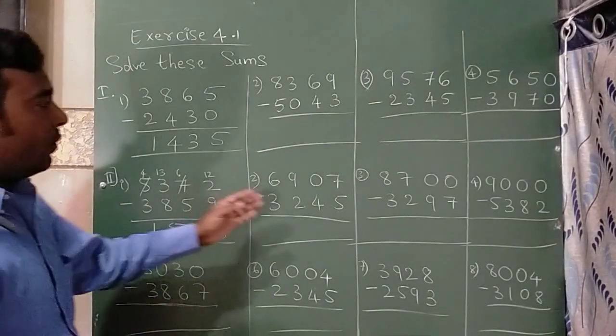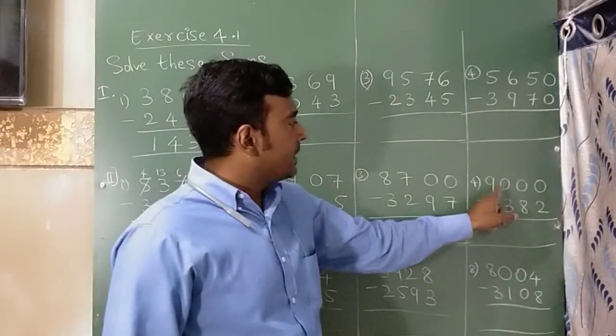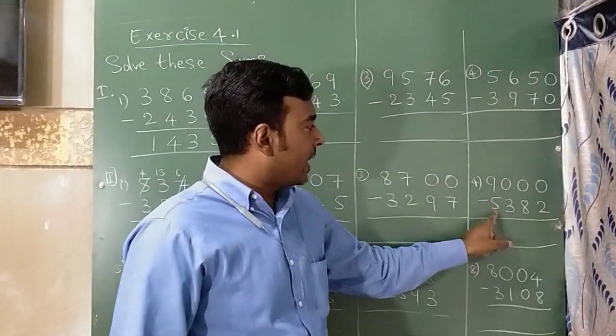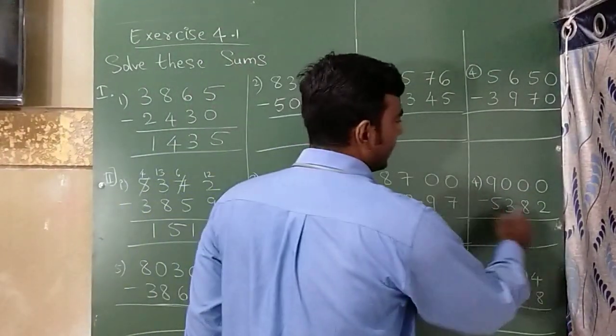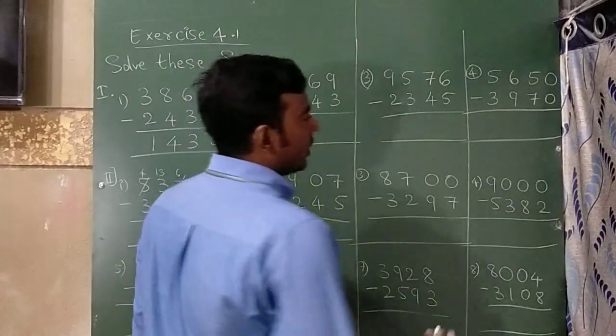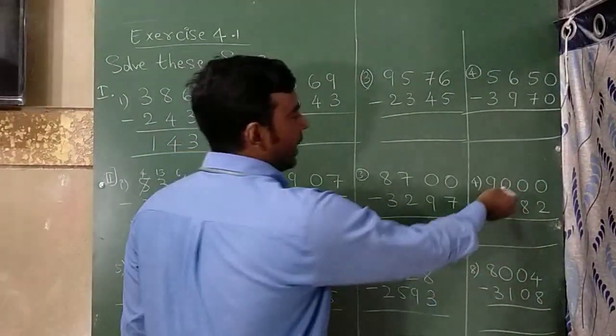Fine. So I want you to solve these two sums. I will solve this fourth one. 9000 minus 5382. Fine. Now 0 minus 2, it cannot be subtracted. So I am going to borrow, but there is a 0. Again if I borrow, again there is a 0. So I have to borrow from here.